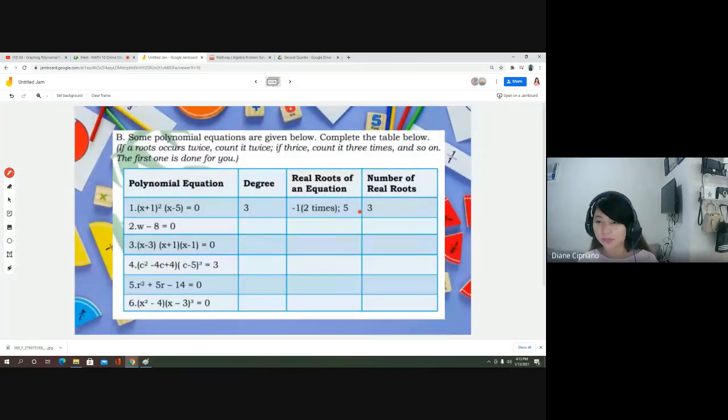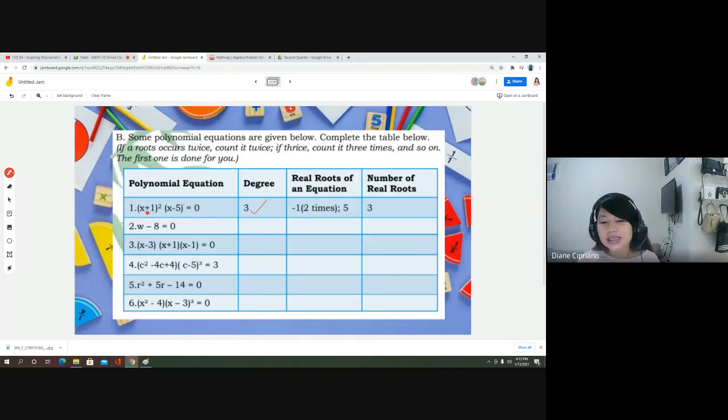So in this example, let's try to answer this table. Given that example number 1, x plus 1 raised to 2 multiplied by x minus 5 is equal to 0. So what is the degree? The degree is 3. Kasi meron ring 1 dito. Hindi mo siya kailangan i-multiply kasi sa pagmamultiply ng exponent, ang ginagawa lang sa kanya ay ina-add. So what are the real roots? Ano ang real roots niya? Ito na yung value ng zeros. Ito na yung value ng x.